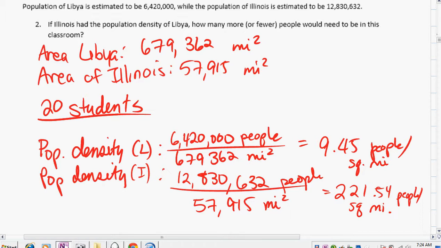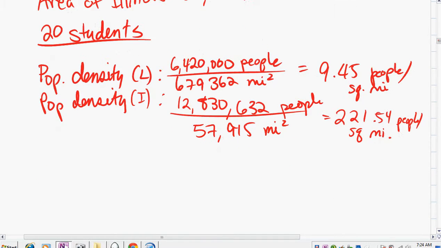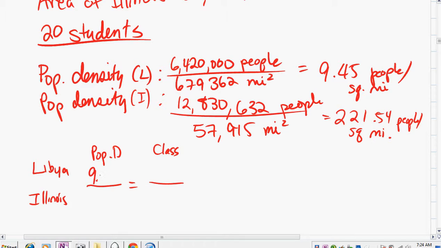And so, well, how many fewer people or more people would you need in the classroom? So, if I think about it like, well, Libya, I'll go here, and Illinois, I'll go here, and I'll talk about population density here versus my classroom. Use these as my driving factors. So Libya population density 9.45 versus Illinois 221.54.